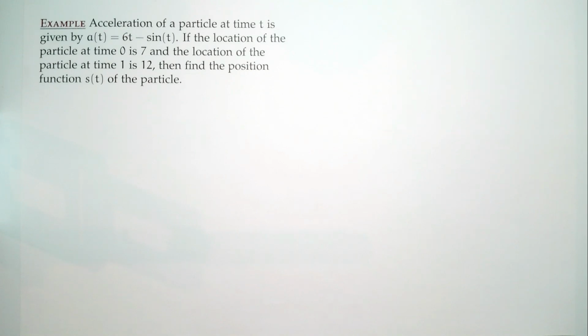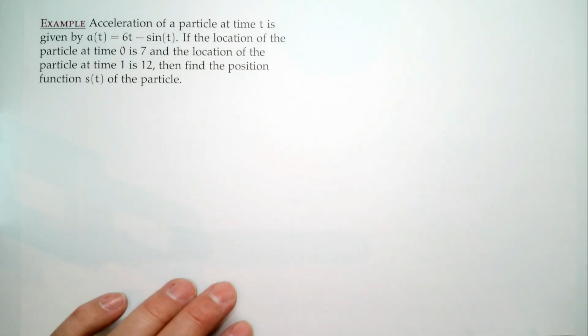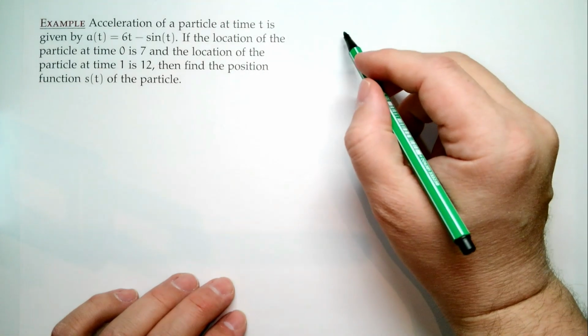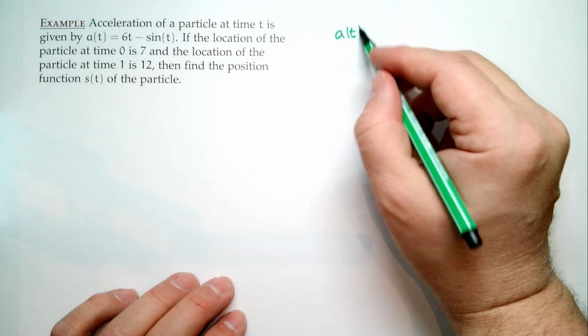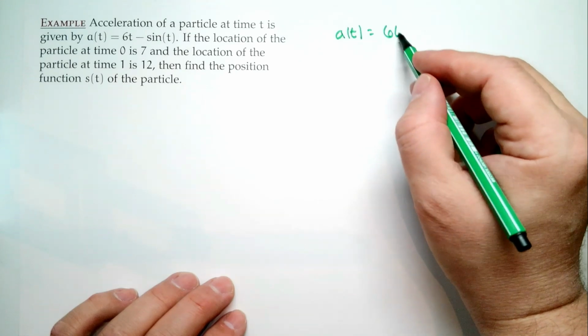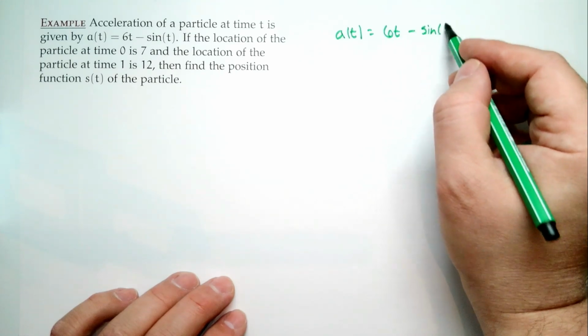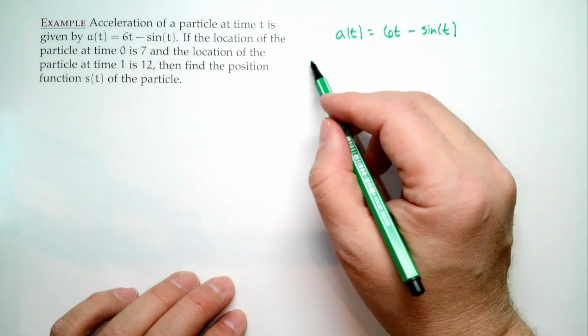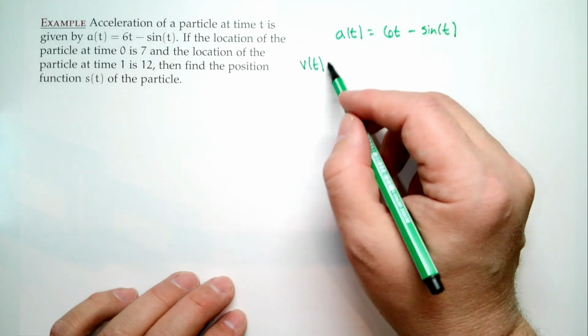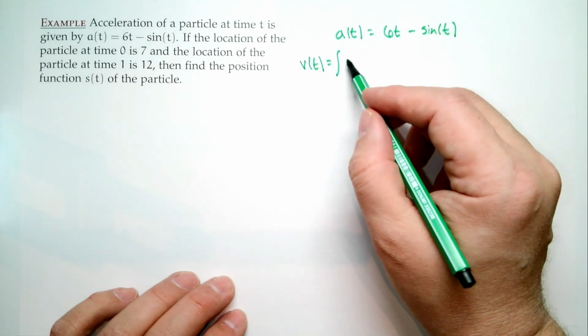We're going to take antiderivatives or integrals twice. So we're going to build up to it. All right, so let's start. We have our acceleration is 6t minus sine of t. So if I want to get to velocity, that's the antiderivative of acceleration.